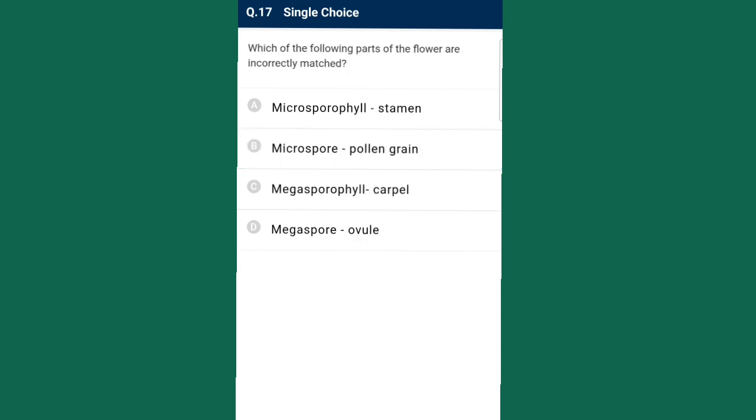Question number 17. Which of the following parts of flower are incorrectly matched? Microsporophylls are leaf-like structures which bear microspores, that is commonly called pollen grains. These structures are stamens, which form the male reproductive whorl, androecium. Megasporophylls are leaf-like structures which bear megaspores. These structures are carpels, which form the female reproductive whorl, gynoecium. Ovule is an integumented megasporangium. So the answer is option D, megaspore ovule.